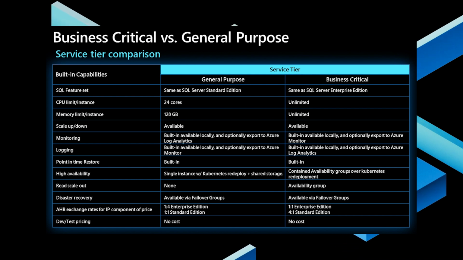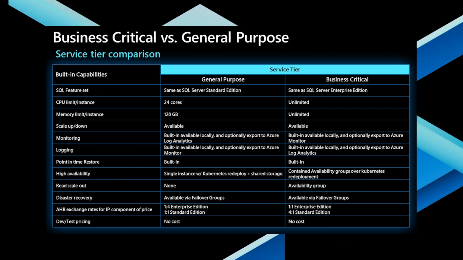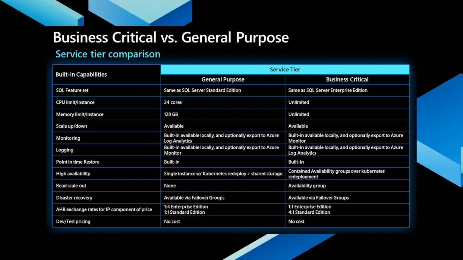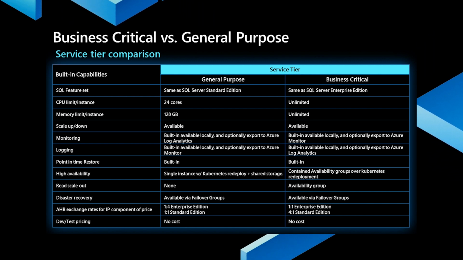So before we actually dive in, Dinakar, can you give us a quick overview on the differences between the Azure Arc general purpose offering and the business critical offering? Yeah, so there are certain capabilities that are common across both the service tiers and certain capabilities that are available only in the business critical service tier. You can think of general purpose as equivalent to the standard edition of SQL Server and business critical as the enterprise edition of SQL Server.